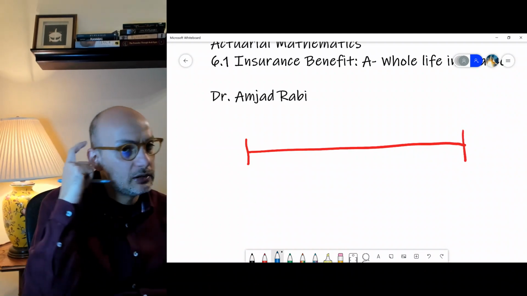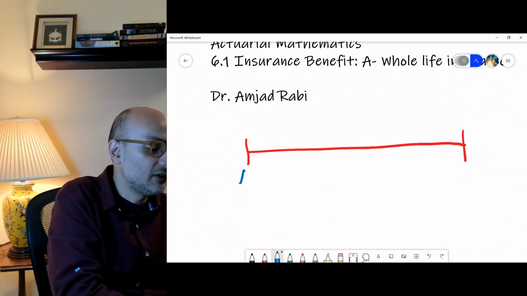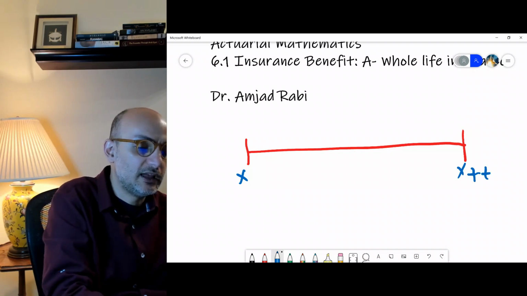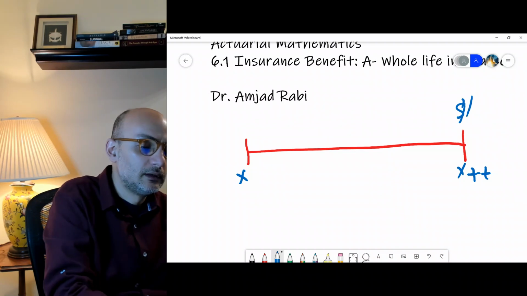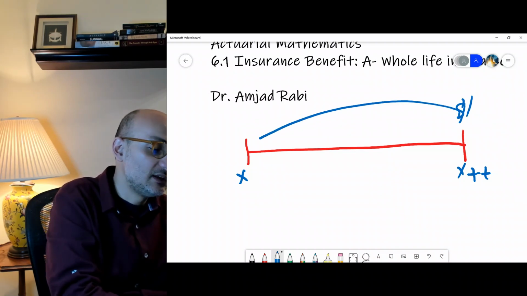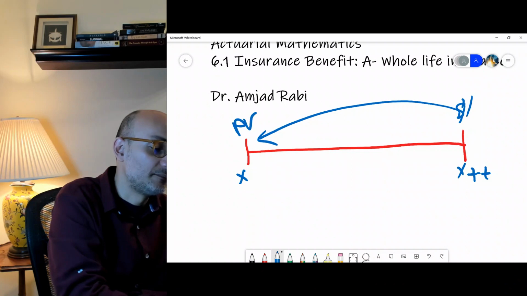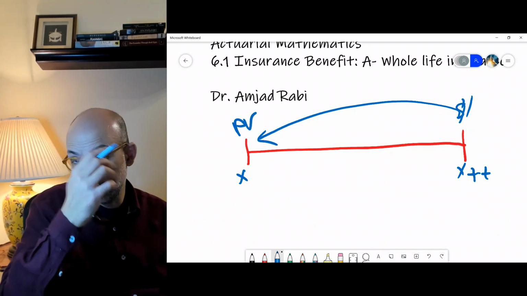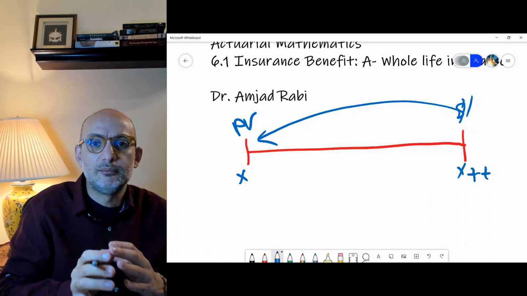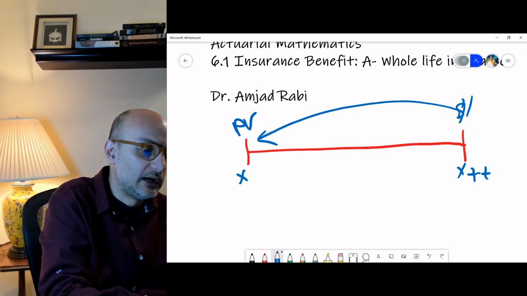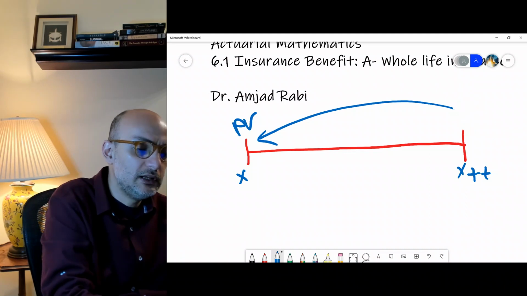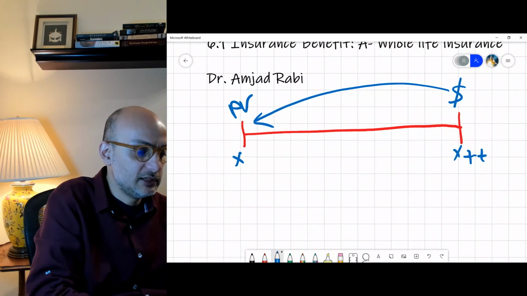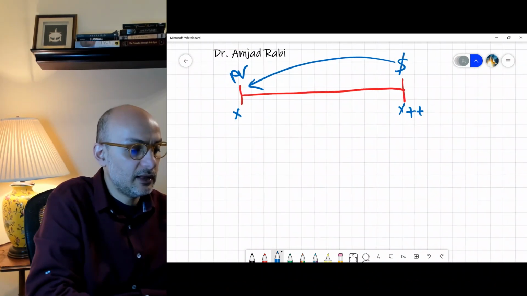In interest theory, if somebody at age X to X plus T is promised to get an amount of money, we usually use a present value, and the assumption here is that this payment is certain. It's for sure the individual will get that payment, right? So the payment is certain, so all we need to do is discount it back. In actuarial mathematics, what we will see is not that certain.